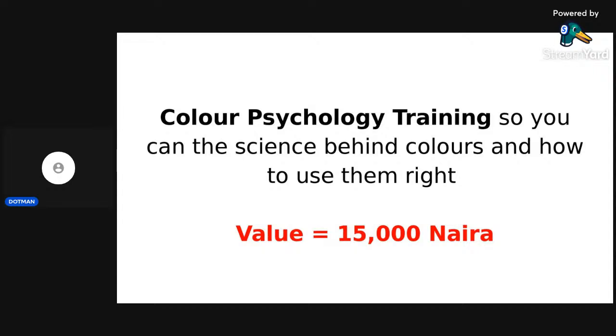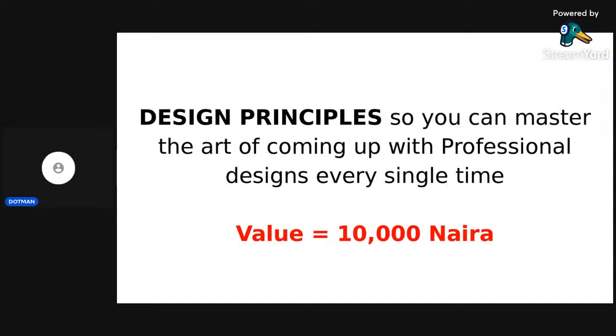Sometimes when my students send designs to me, I know what is wrong with them. I know that the problem here is the background colors. The problem is that they don't know how to combine colors together. They don't know the right colors that go together. They don't know the complementary colors, right? Color psychology. Now that training is valid for 15K on its own.